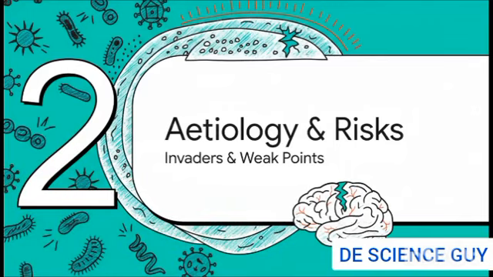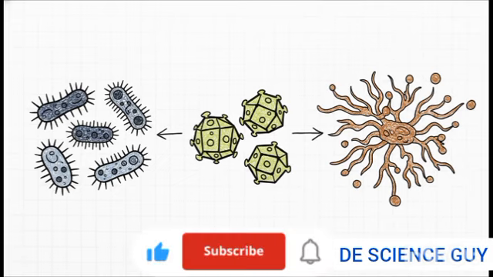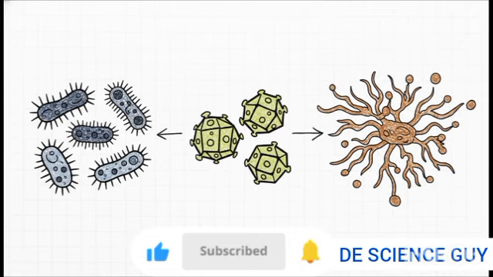Moving on to Section 2, Etiology and Risk Factors, the invaders and the weak points. So, while bacteria are incredibly deadly and they usually get the most attention, they definitely aren't the only invaders. Viruses, particularly enteroviruses, which are actually the most common cause of aseptic or non-bacterial meningitis, as well as things like the herpes simplex and varicella zoster viruses, can also trigger the disease. Oh, and we also see fungal causes, like Cryptococcus neoformans. These are especially common and dangerous in immunocompromised patients, like folks living with HIV or AIDS.